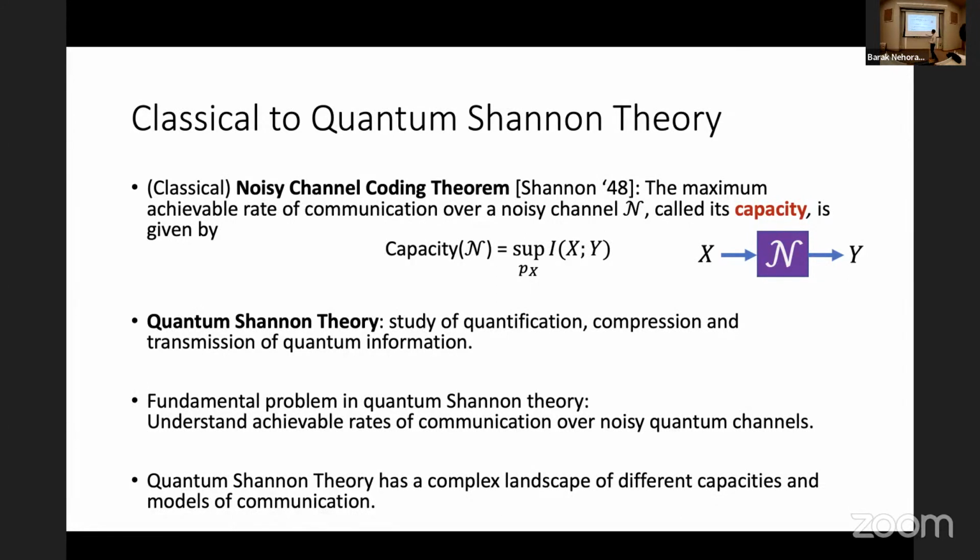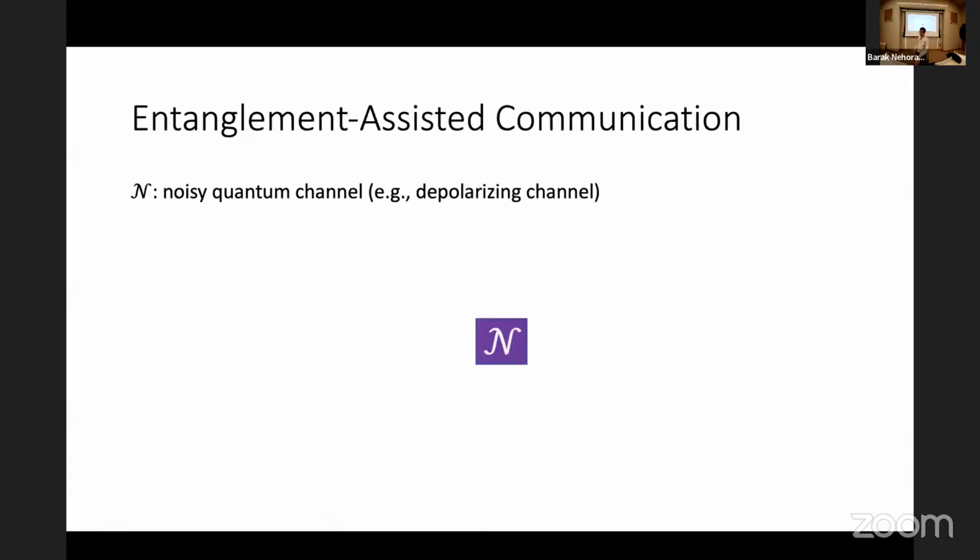And in fact, there are many different notions of capacity and models of communication that one can consider, and they're all interesting in different ways. And in very few cases do we have a formula as neat as this. So this is an active area of study. But let me talk about one particular model for which we have a nice answer, and this is called entanglement-assisted communication. So here, now let's think about a noisy quantum channel, right?